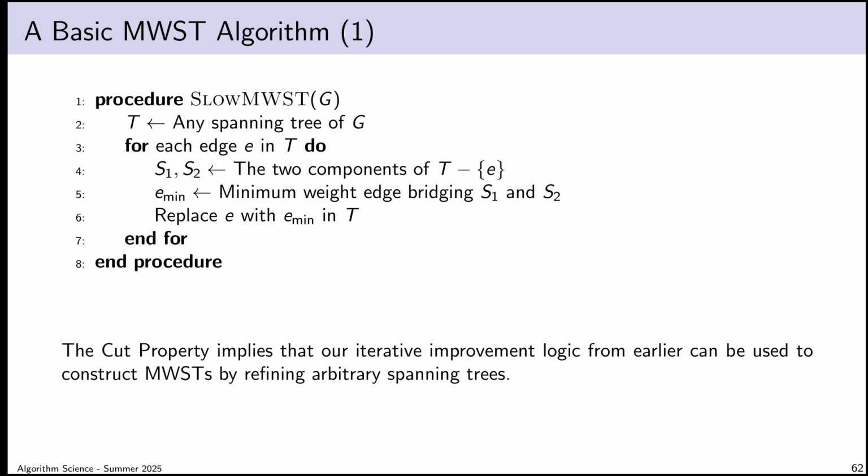Okay, so the cut property does give us the theoretical backing that we need to design our first minimum weight spanning tree algorithm. I'll call this slow minimum weight spanning tree. I start by creating any spanning tree. I create a feasible solution.